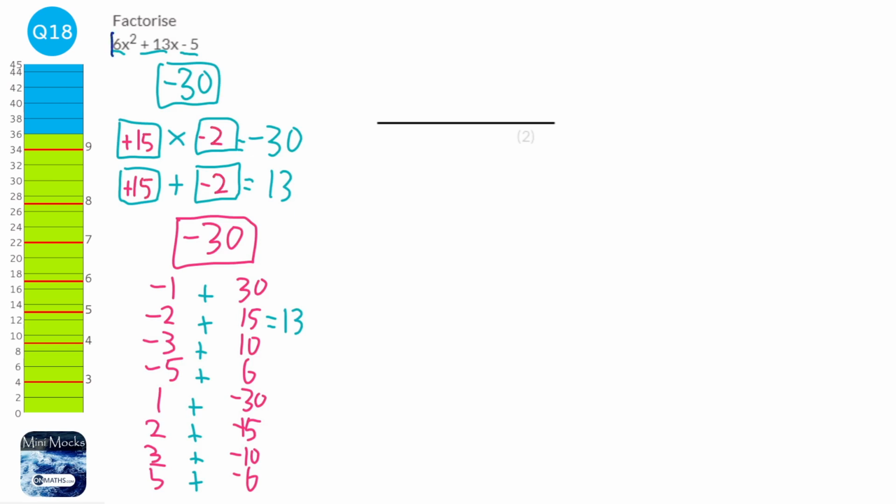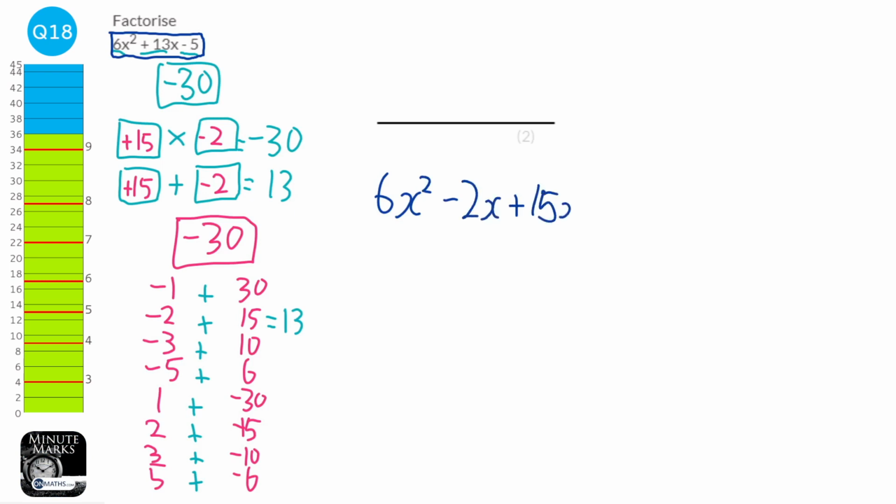I'm going to rewrite the question now, but instead of the plus 13x, we're going to split it up into the plus 15 and minus 2, or the other way around. So we could do 6x squared minus 2x plus 15x minus 5. And a little tip, if you've got a positive and a negative number, always put the negative number first. If you've got a choice, put the negative number first and then the positive number. It just makes the maths a bit easier.